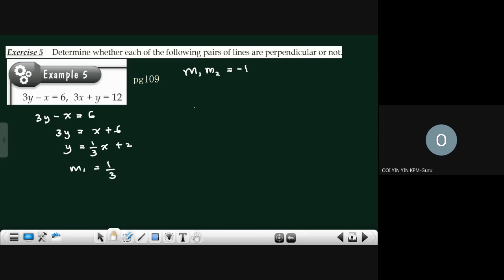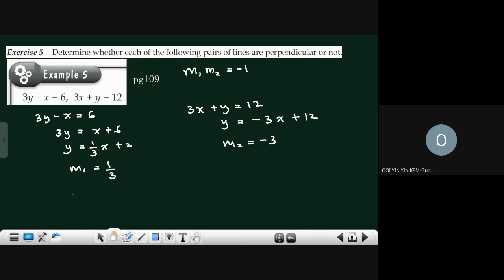Then take a look at the second equation, 3y plus 3x equals 12. Sorry, a mistake. This is 3x, okay. So 12 here, and I want y only. My 3x moves to the other side, becoming y equals negative 3x plus 12. And my m2 will be negative 3.